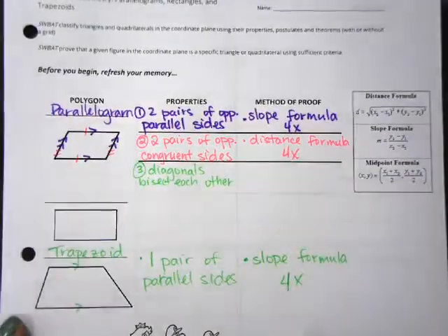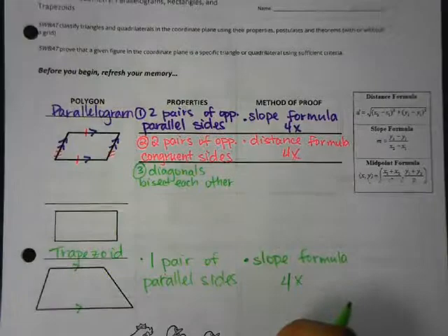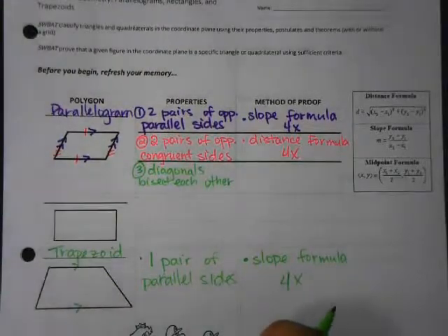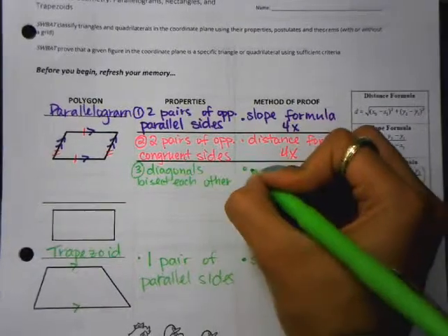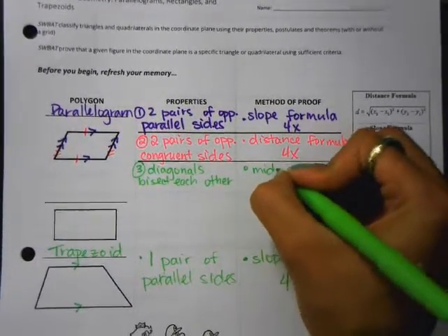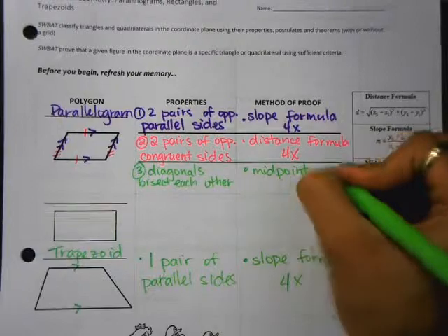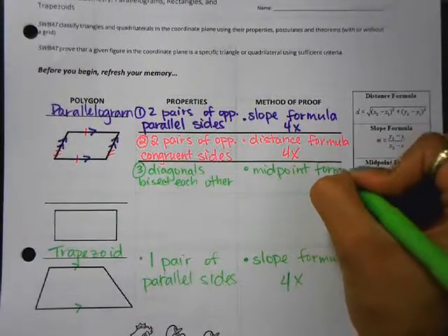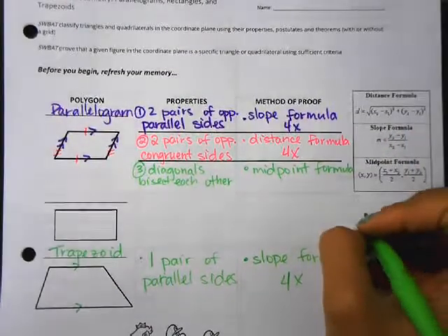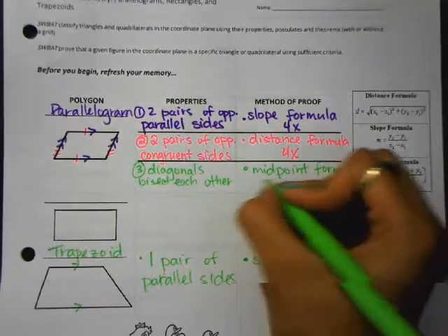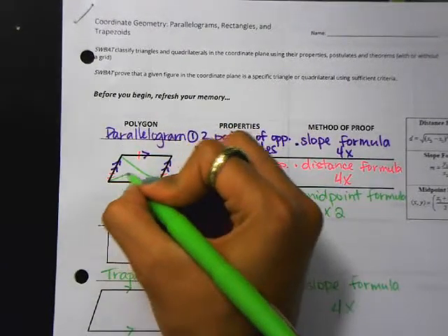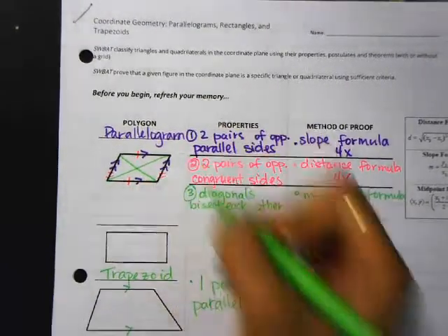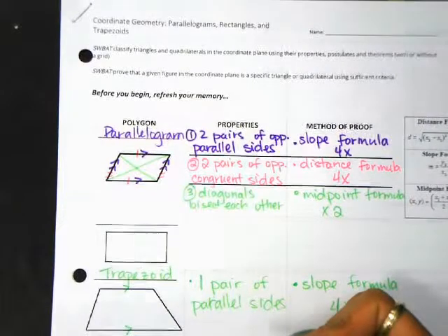Now, so far we've used slope, we used distance. This is the only one that we would use midpoint for. So we would do the midpoint. Now, the question is, how many times would we do the midpoint? 2. Because how many diagonals are there in a parallelogram? 2. So we're only going to do it twice. We're going to do it for this diagonal right here and this diagonal. Okay? Now, to prove that the diagonals bisect each other, in the end, they would have the same midpoint.